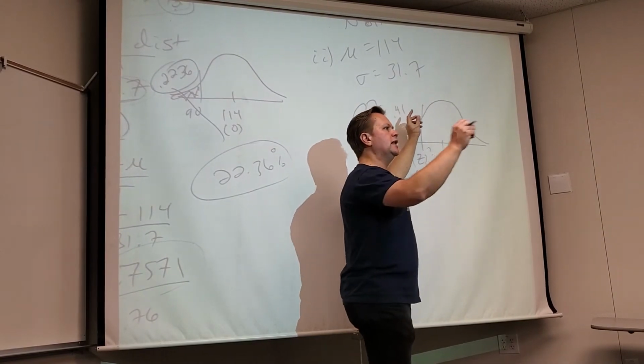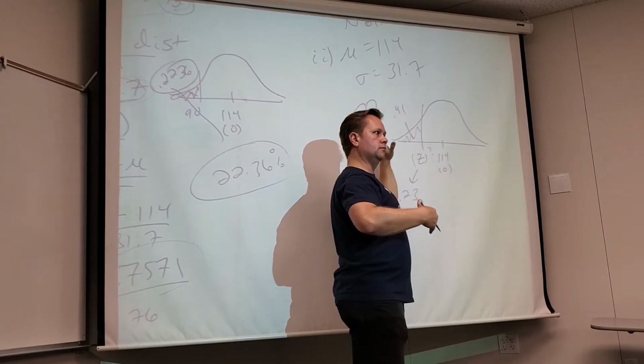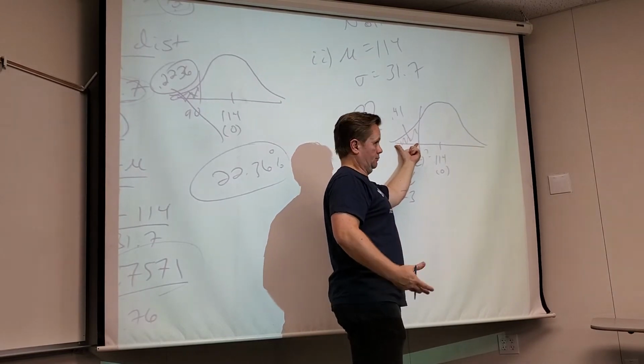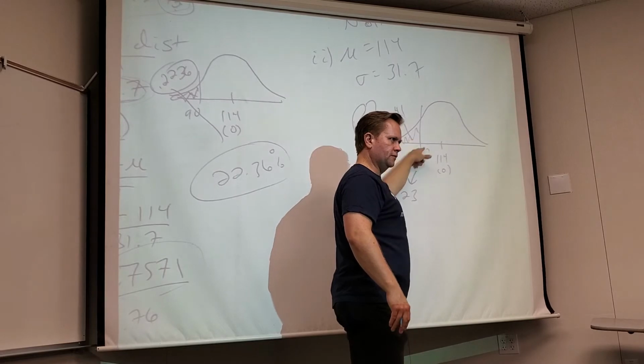That's why there's a connection between the z-score and the percentage below it. Because the further I go out, the smaller my tail gets. That is the official name of this, by the way. That's the tail. I like it.